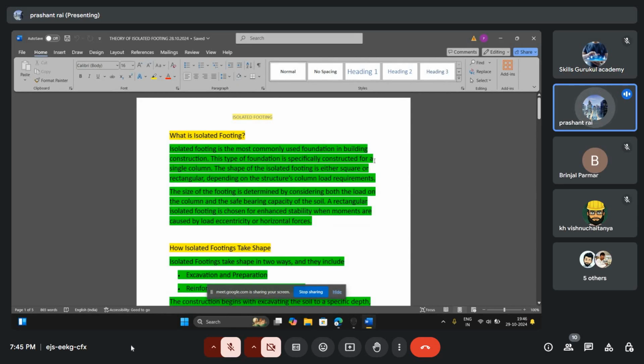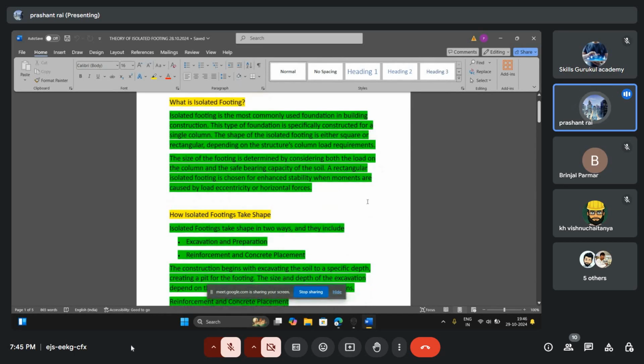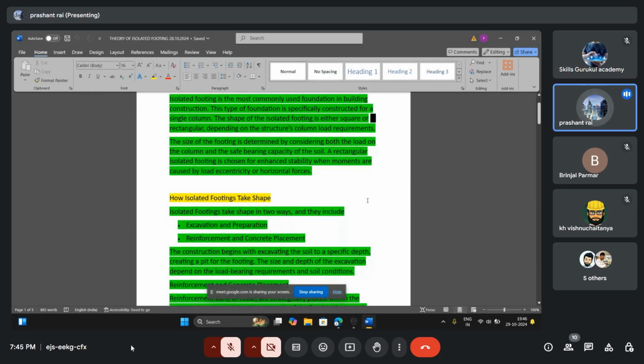What about the column load requirement? The size of a footing is determined by considering both the load on the column and the bearing capacity of the soil. Soil bearing capacity is very important to decide the column size, the foundation, and many other things. Rectangular isolated footing is chosen for enhanced stability when moments are caused by load intensity or horizontal forces.